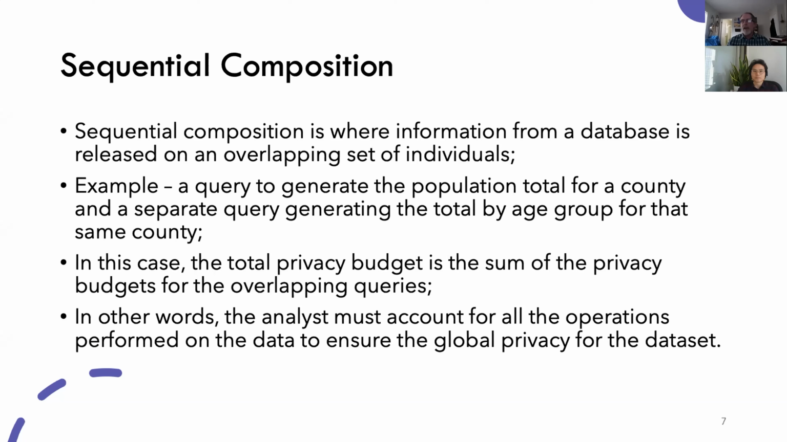So let's say that for the County of Sacramento, you want to know the number of people in a series of age groups, and you also want to know the total population. Well, you're performing 2 queries on the same population. And so in this case, the total privacy budget is the sum of the privacy budgets for those overlapping queries. In other words, the analyst in this situation has to account for all the operations performed on the data to ensure that global privacy is preserved for that particular data set. This means it has to be planned out ahead of time. The analyst has to know which queries they're going to allow on the data set, and that influences how the differential privacy mechanism works.